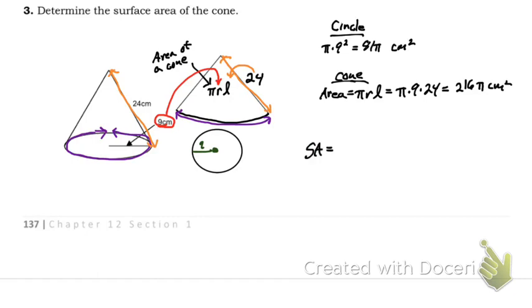So our surface area is just going to be 81 pi plus that 216 pi, which equals 297 pi centimeters squared. So that's our surface area. A surface area is just going to be that circle plus the area of that cone that goes around it. Once again, we're not filling anything up. We're just looking for how do I paint the outside of the cone, how do I paint that circle.